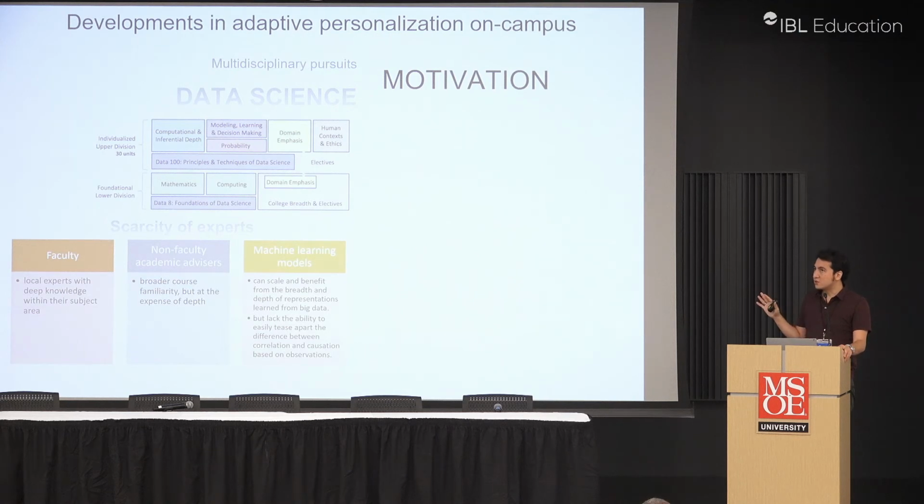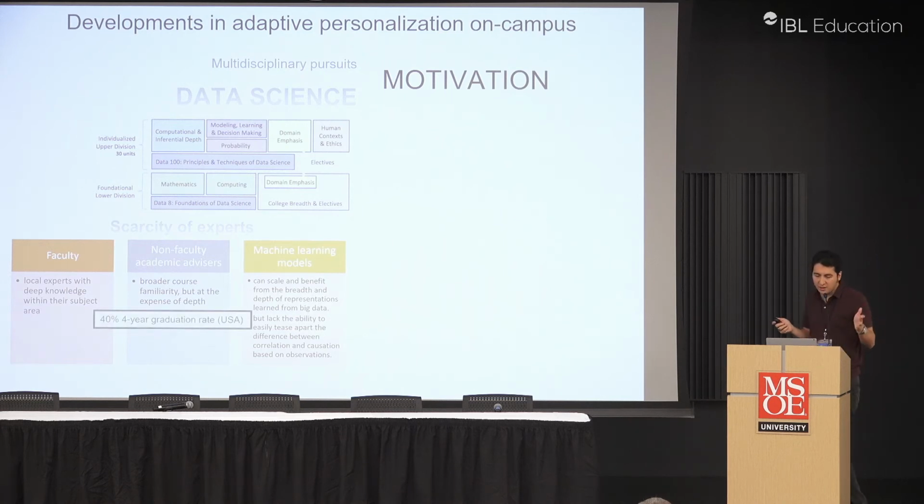Machine learning models hypothetically could have the breadth of non-faculty advisors, because machine learning models could benefit from the enrollment data and so forth from the whole institution across all majors. Could they have the depth? Arguable, probably not. I couldn't say that to any of my colleagues and get away with it, but maybe. But they lack the ability to easily tease apart the difference between correlation and causation, right? And so that's the big thing to get over.